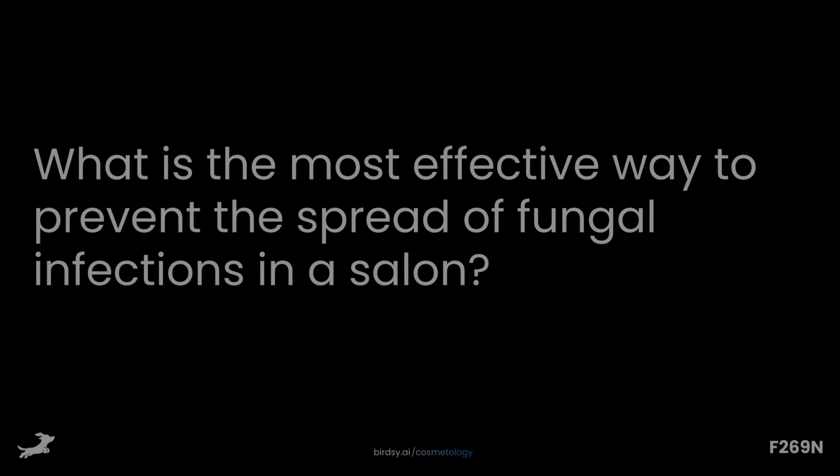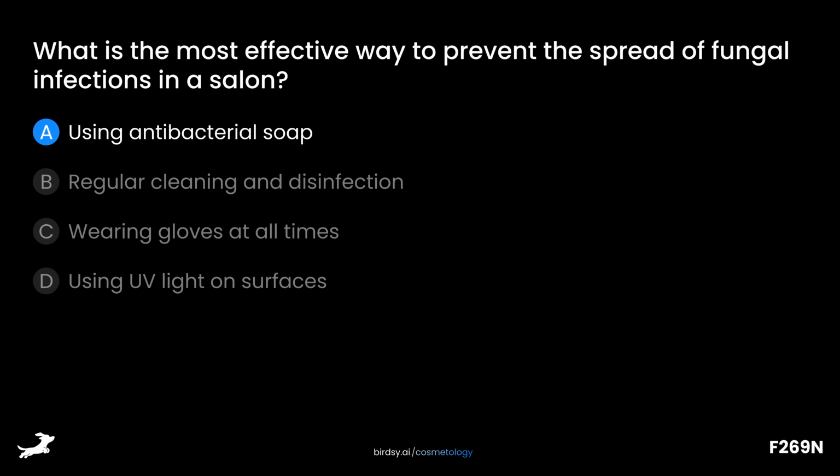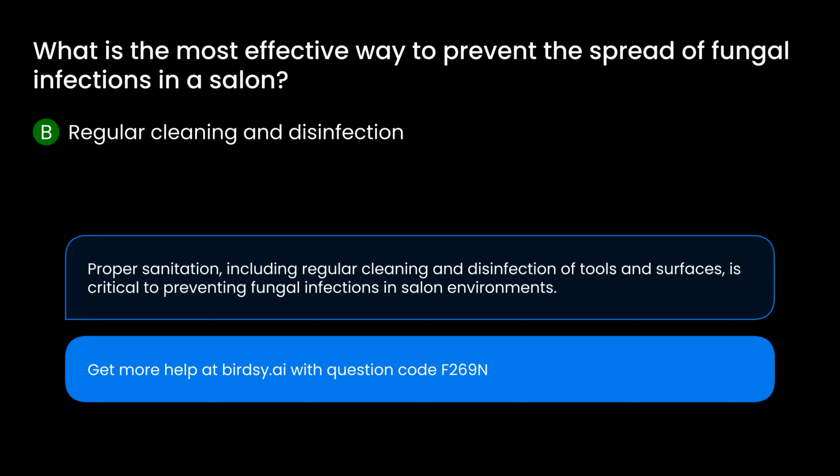What is the most effective way to prevent the spread of fungal infections in a salon? Is it A, using antibacterial soap? B, regular cleaning and disinfection? C, wearing gloves at all times? Or D, using UV light on surfaces? The answer is B, regular cleaning and disinfection. Proper sanitation, including regular cleaning and disinfection of tools and surfaces, is critical to preventing fungal infections in salon environments.